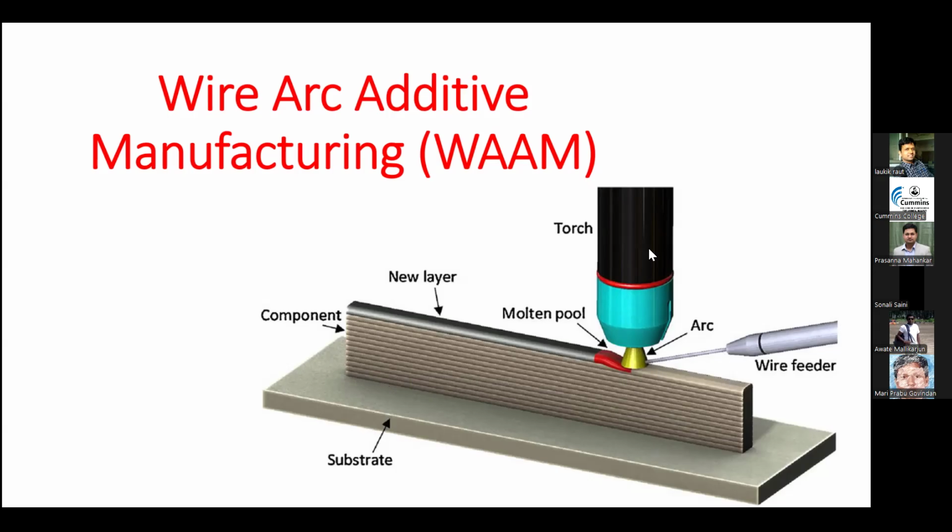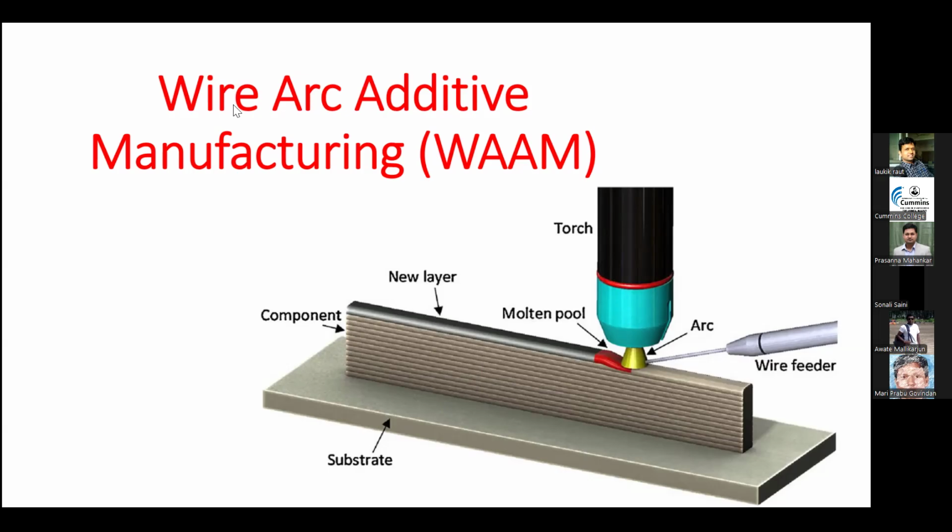So here you can see this is a TIG method, that is tungsten inert gas, the GTAW method. The arc is generated, and here we are using the filler material. The electrode is of tungsten, and that filler is deposited layer by layer. So here we are using the welding method to deposit the material, as an additive manufacturing method.